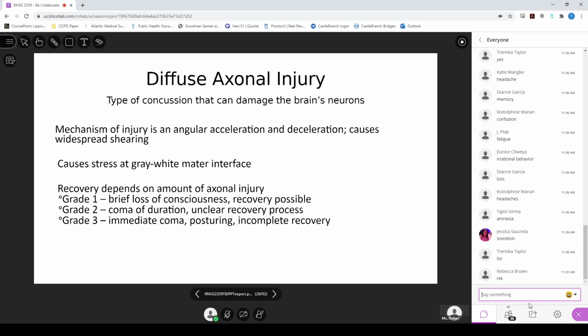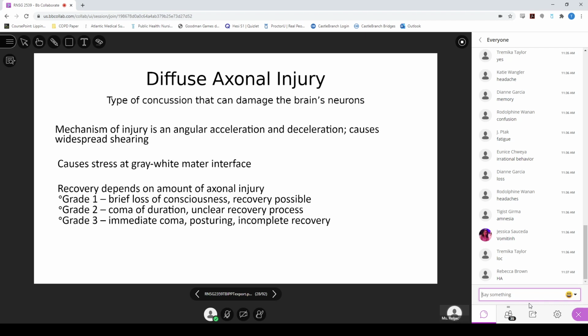And these are graded 1 to 3, and pay attention to the loss of consciousness in this. A grade 1 is a brief loss of consciousness, and brief is seconds, okay? And then recovery is possible. On a grade 2, it's a coma of some duration or unclear recovery. It makes it an unclear recovery process.